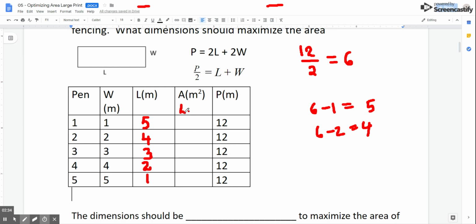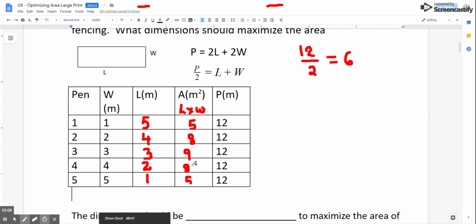Area equals length times width. So 5 times 1 gives me 5. 4 times 2 gives me 8. 3 times 3 gives me 9. 4 times 2 gives me 8. And 5 times 1 gives me 5. That's my rough work, so I'm just erasing it because I'm not supposed to hand that in.